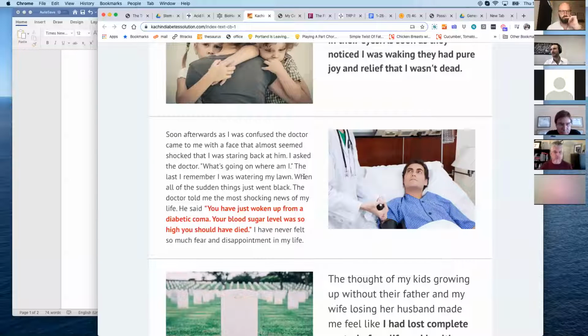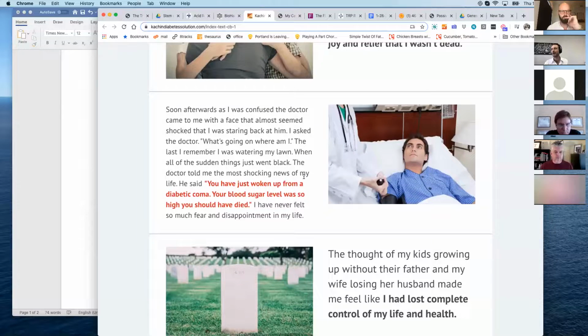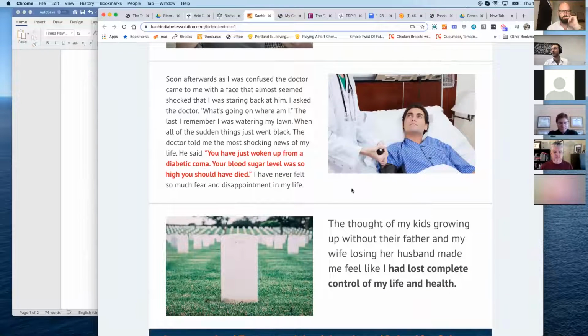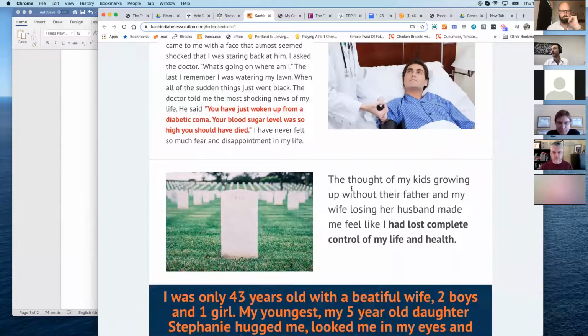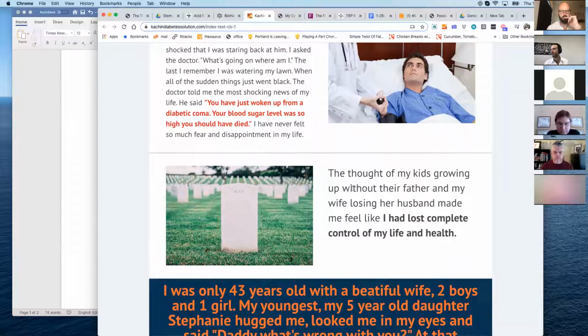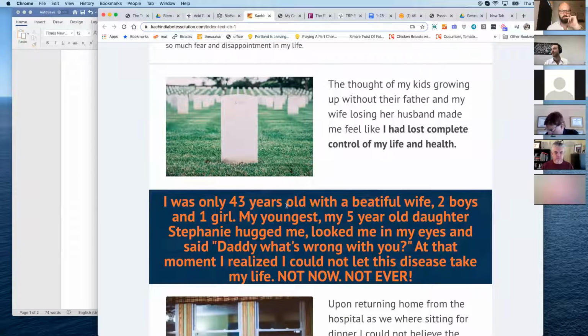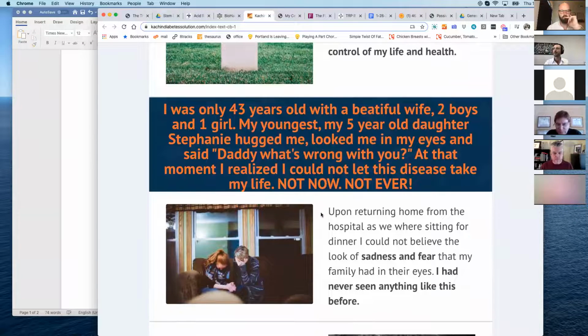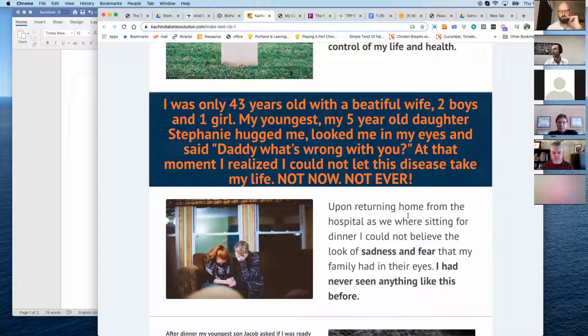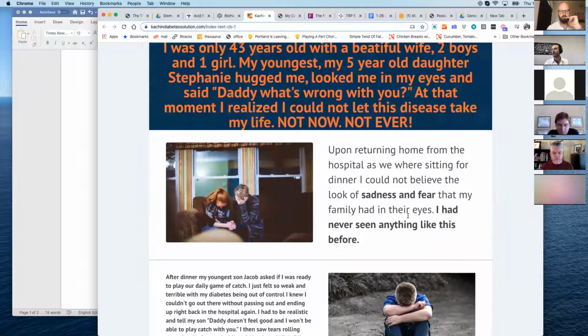The doctor told me the most shocking news of my life. He said, you have just woken up from a diabetic coma. Your blood sugar level was so high, you should have died. I have never felt so much fear and disappointment in life. The thought of my kids growing up without their father and my wife losing her husband made me feel like I had lost complete control of my life and health. I was only 43 years old with a beautiful wife, 2 boys and 1 girl. My youngest, my 5-year-old daughter, Stephanie, hugged me, looked me in the eye and said, Daddy, what's wrong with you? At that moment, I realized I could not let this disease take my life, not now, not ever. Upon returning home from the hospital, as we were sitting for dinner, I could not believe the look of sadness and fear that my family had in their eyes. I'd never seen anything like this before.